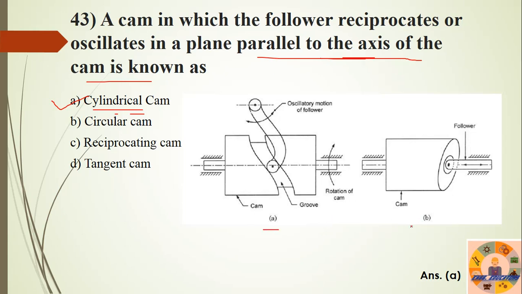So this is the picture of the cylindrical cam, two types. So in cylindrical cam the cylinder has circumferential groove. The circumferential groove cut in the surface and rotates about its axis. The follower can either oscillate or reciprocate.